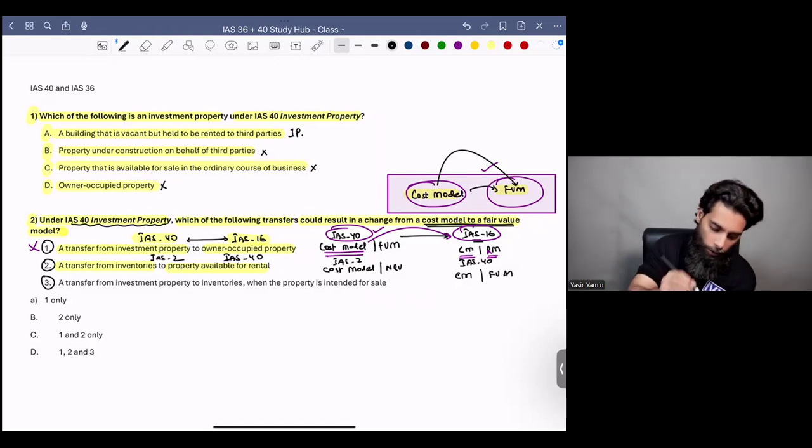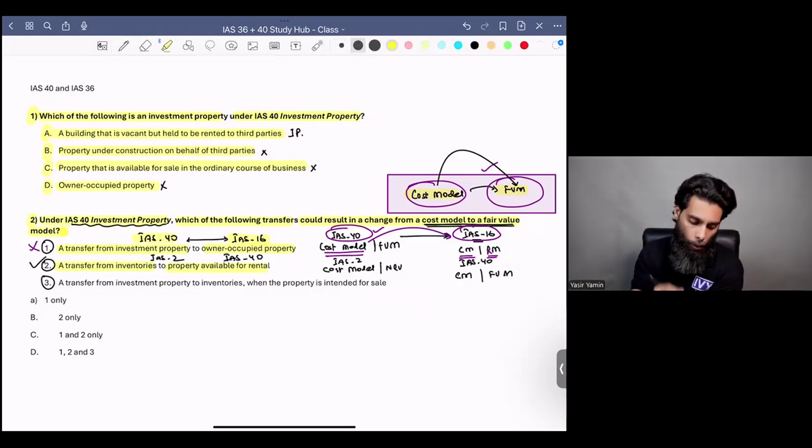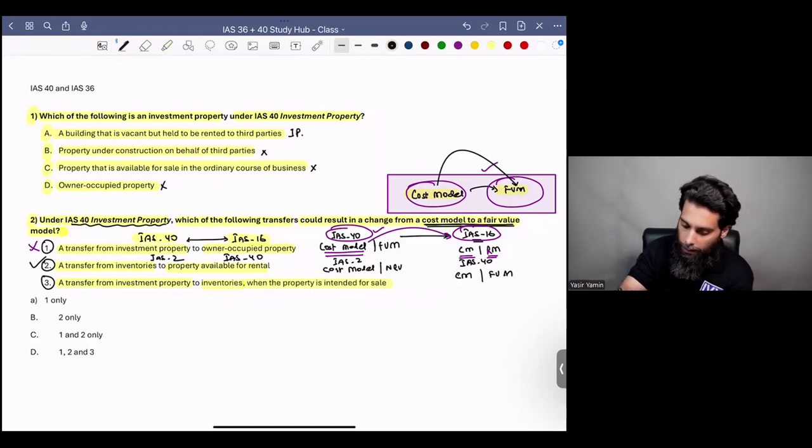Very good. It is possible. Excellent. Let's try out the third one. A transfer from investment property to inventories when the property is intended for sale. The third scenario is the vice versa of this.